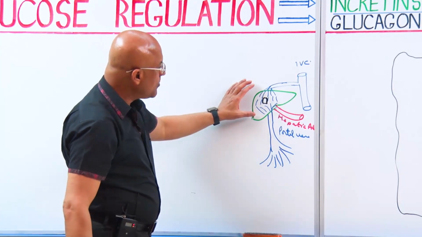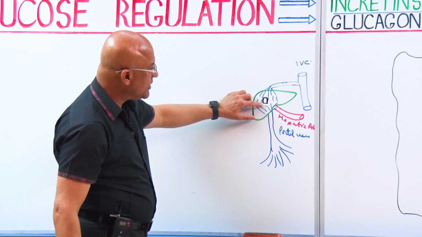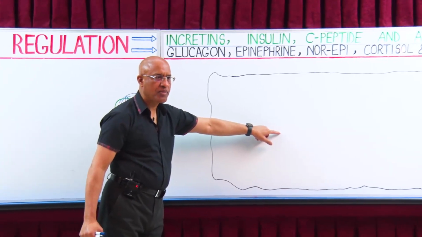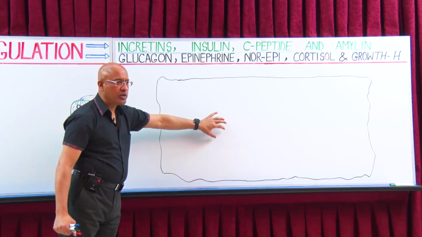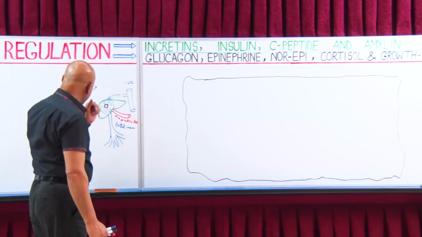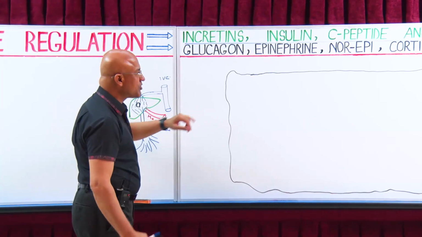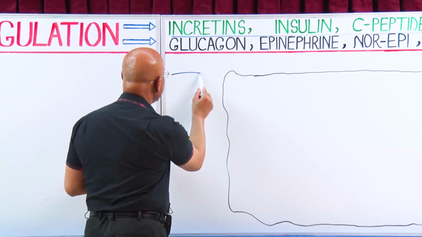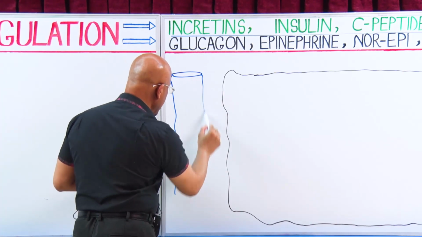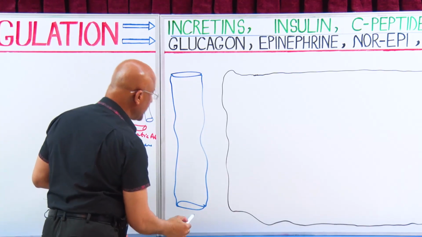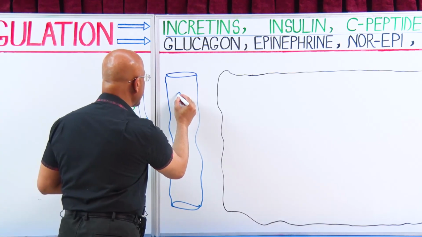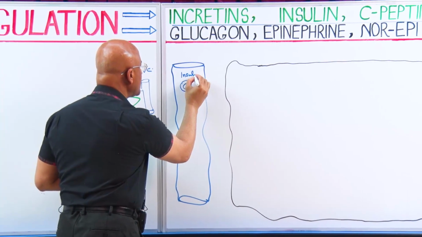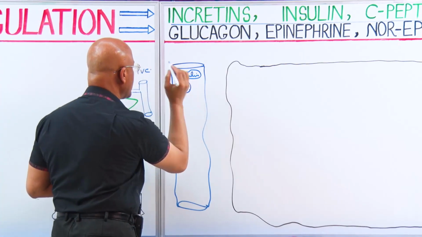So we can say this is portal circulation, this is systemic circulation, and in between we have put the liver. Now I put here one hepatocyte, drawn in a big form. Let's see how the hepatocyte works on glucose. Let's suppose here is the circulatory system bringing nutrients, including glucose, and it is also bringing insulin, C-peptide, incretins and other substances.